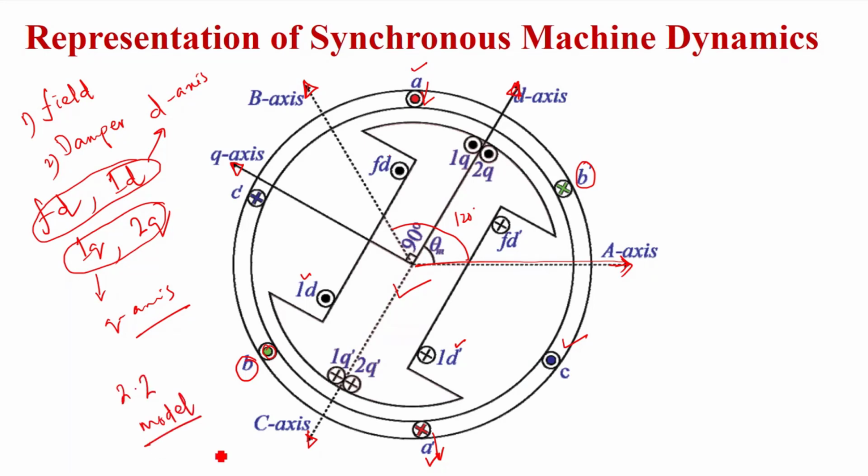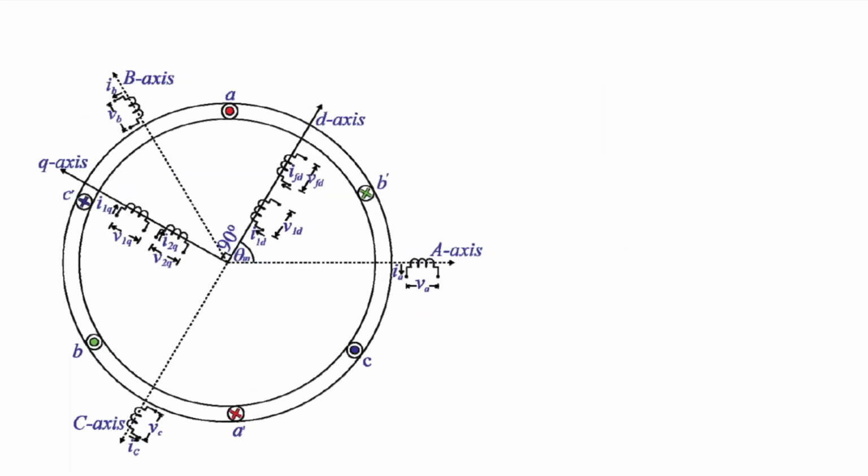I will tell you why it is called the 2.2 model. So now if we see the equivalent circuit diagram of whatever I have shown in the cross section, on the phase A axis, we have one winding right here, and let us say the current flowing out of this winding is IA, and the terminal voltage in the winding is VA. Similarly, in the B axis, we have the current coming out of the winding, IB, because when the generator is connected to the load, the current is always coming out of the terminal, right?